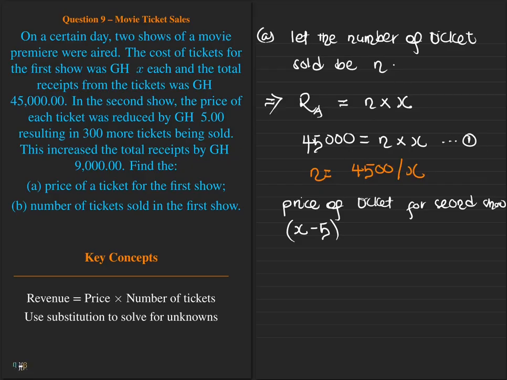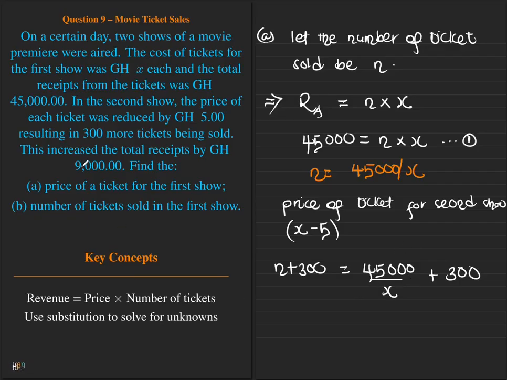But in the second one, they said 300 more. So if 300 more, it simply means 300 more than the previous one, which is 45,000 all over x, plus 300. So these were the number of tickets that were sold for the second show.